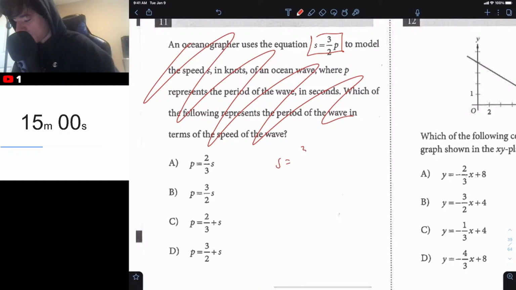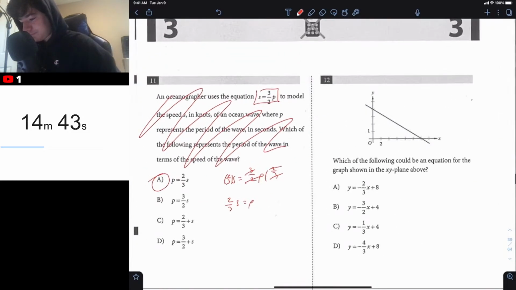So I have S equals 3 over 2P, and I need P by itself. So I can just multiply by the reciprocal on both sides. 2 over 3 multiplied by 2 over 3 on this side. These 3's are going to cancel, and these 2's are going to cancel, and I just get 2 over 3 S equals P. Option A.